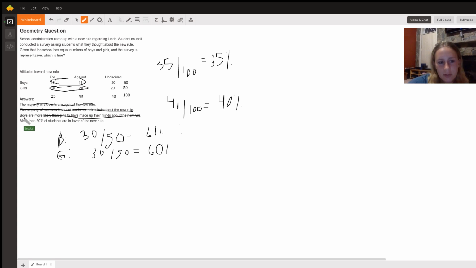So by process of elimination, we know that this is going to be the correct statement. However, I'm going to prove it. More than 20% of students are in favor of the new rule. So if we look at the 15 boys and 10 girls who are in favor of the rule, that means we have 25 out of 100 students in favor of the rule, which is 25%, which is more than 20%. So it is true that more than 20% of the students are in favor of the new rule.